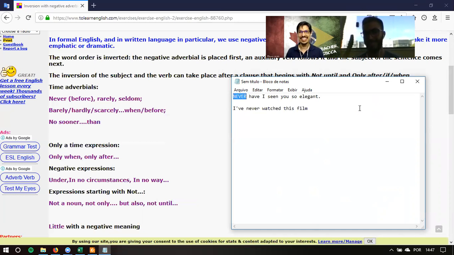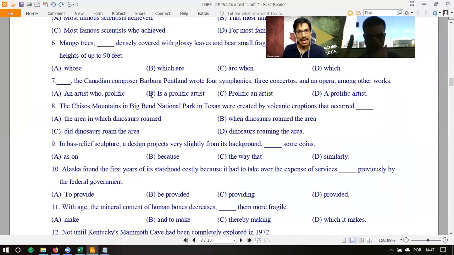Okay? Now, if you check letter B, is a prolific artist, we just have two options. Either this is a question or we have an adverb before to make the inversion.